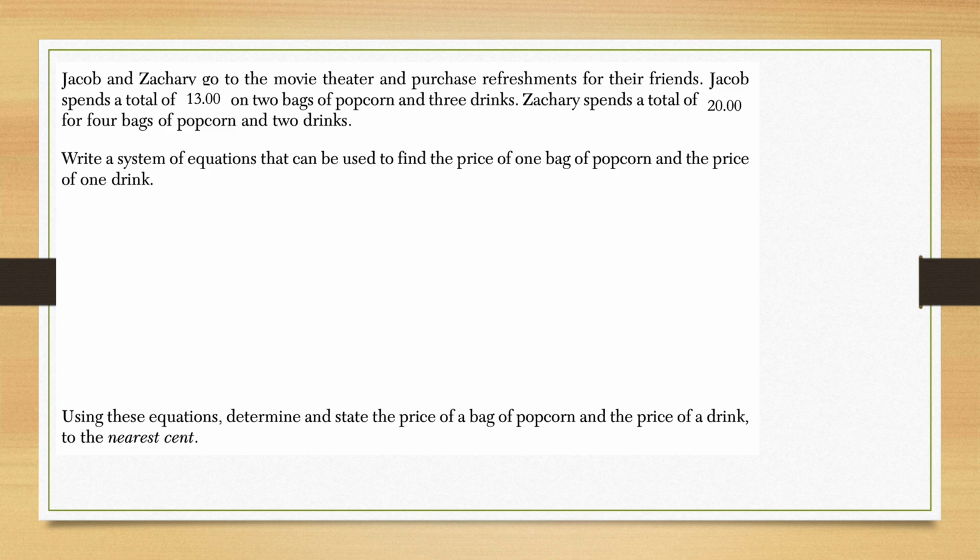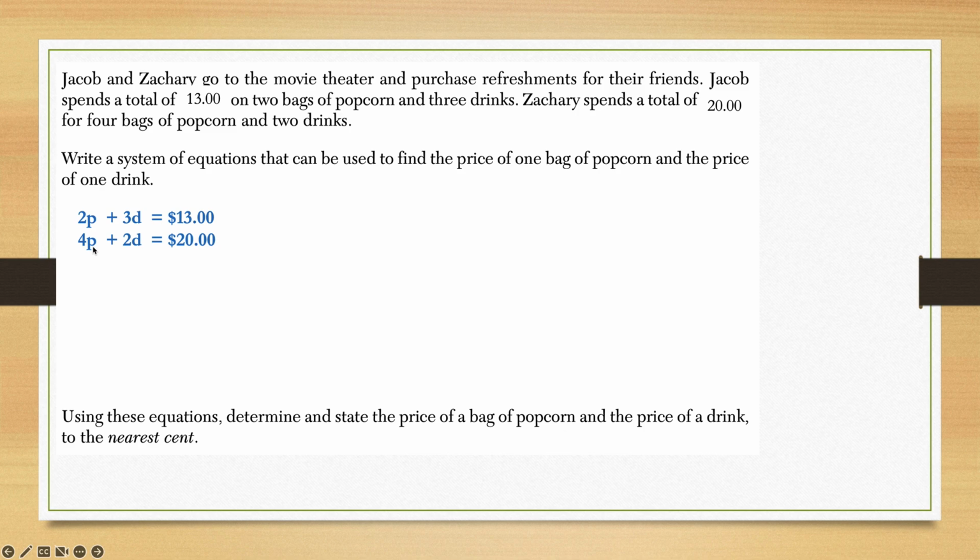Okay, so what we have here is 2 bags of popcorn and 3 drinks. That totals $13. And then 4 bags of popcorn and 2 drinks. That totals $20. Now, I'm going to do things a little differently here than I have in the past. In most problems, I've been eliminating these D's in the middle, okay? But this time I noticed something. I noticed these P's are really easy to get rid of.